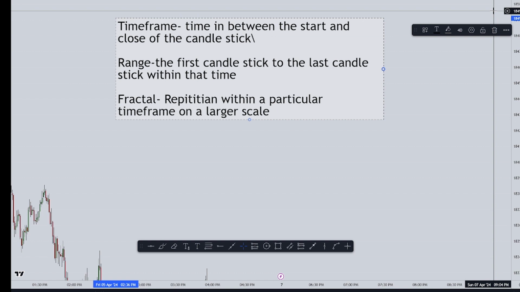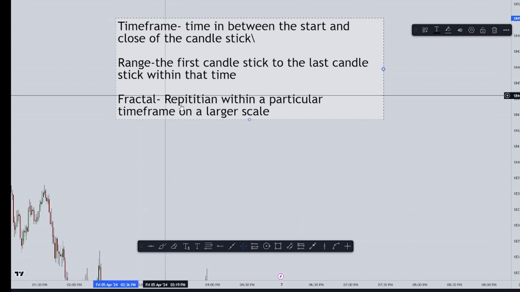So beginning the video, we're going to be discussing time frames, ranges, and fractals, the definitions and names of all these and what they mean. To go in depth, I'm going to break down what time frame is first. The definition I use is: time in between the start and close of the candlestick.